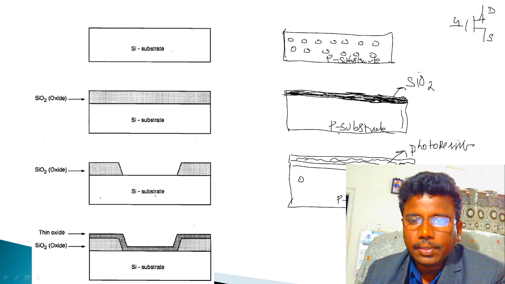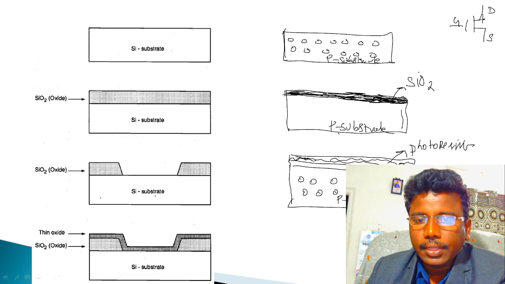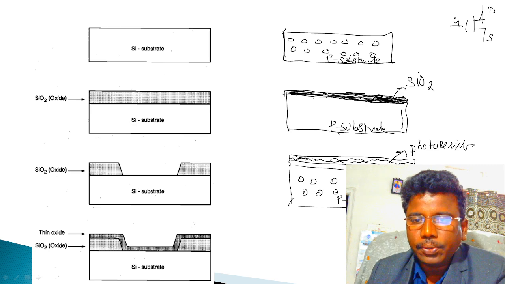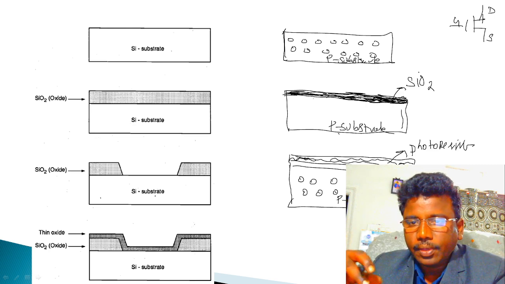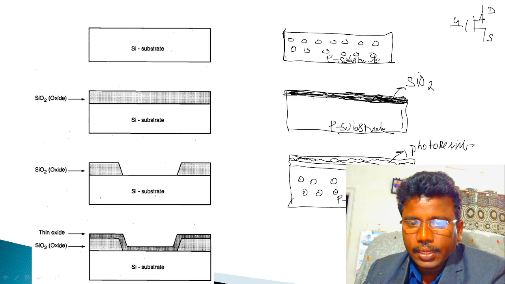Now after this we need to expose the surface to design the source and drain terminals. For that, they pass UV light over the total surface to get the exposed surface. So this is the SiO2 layer, and of course this is the photoresist layer.